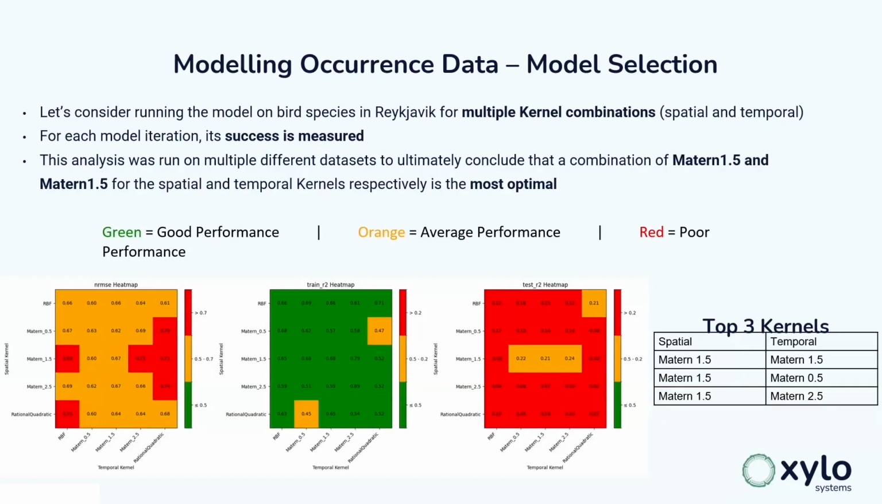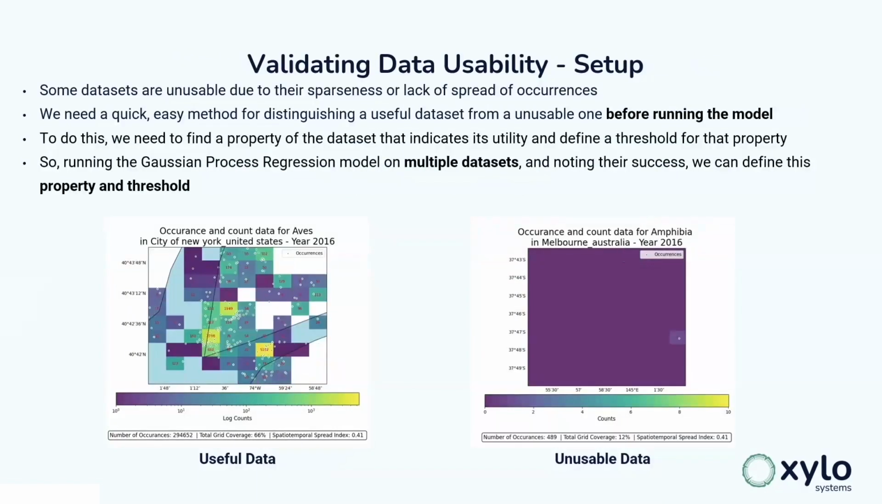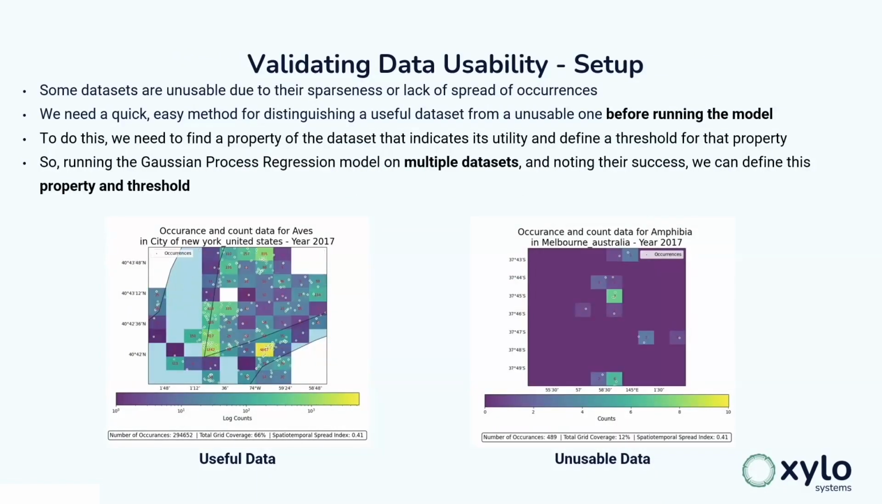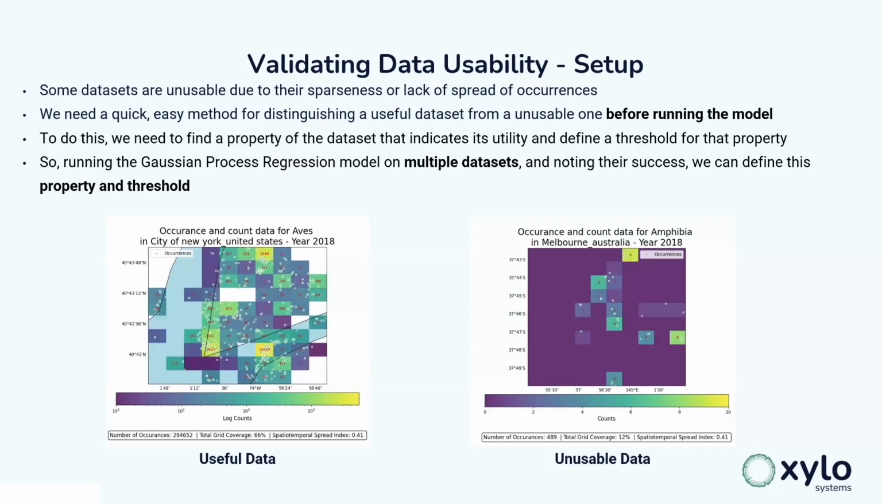And what we're realizing, this is just one iteration, so this is one data set. I think it's bird species in Reykjavik. But this has been run on lots of different data sets as well. And the same conclusion was come to each time: that Matern 1.5 for both spatial and temporal kernels is the way to go. So now we've achieved our first objective, which is actually creating some predictions.